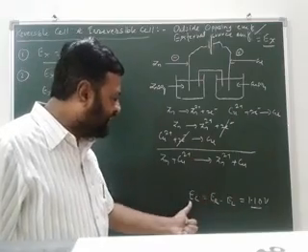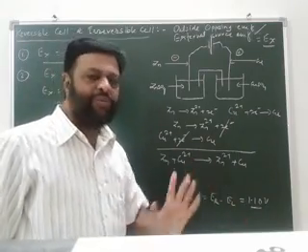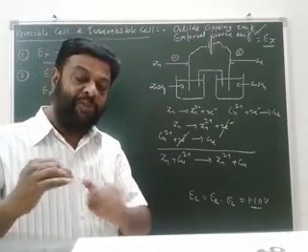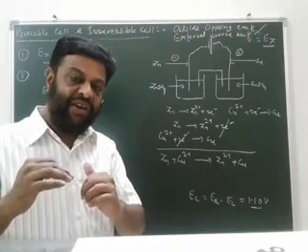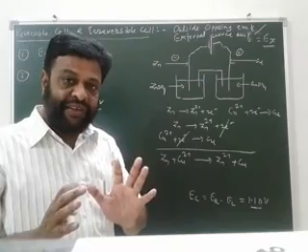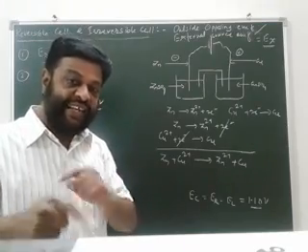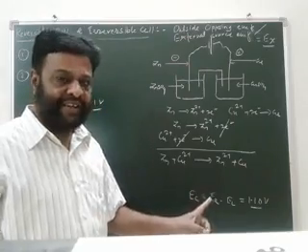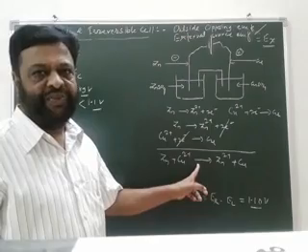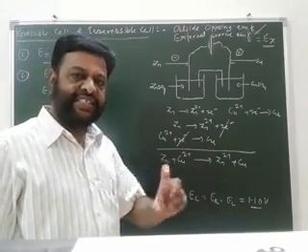And because of the cell reaction, EC is equal to 1.1 volt. When is it possible? When we apply an external source of EMF slightly less than EMF of the complete cell, then this cell reaction can take place and current can flow. This is the second condition.